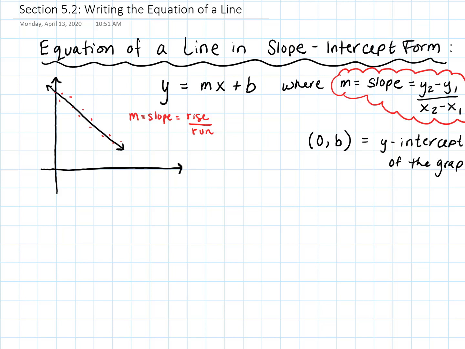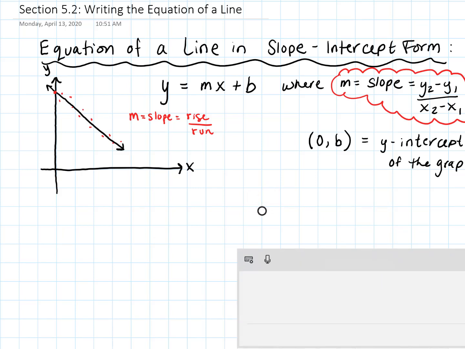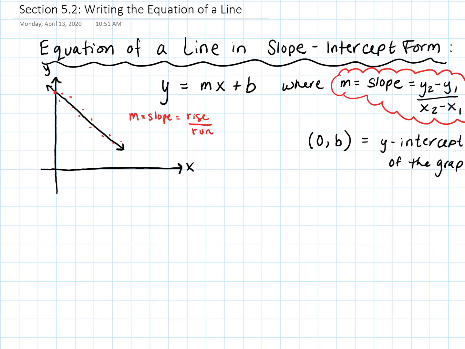And then this point right here, where it actually crosses the y-axis, this point right here is 0, b, meaning this point on the y-axis where it's crossing the y-axis, that number where it crosses the y-axis is b. Okay, so I want to write up the steps to find the equation of a line and then go through a couple of examples. And they're pretty basic steps.